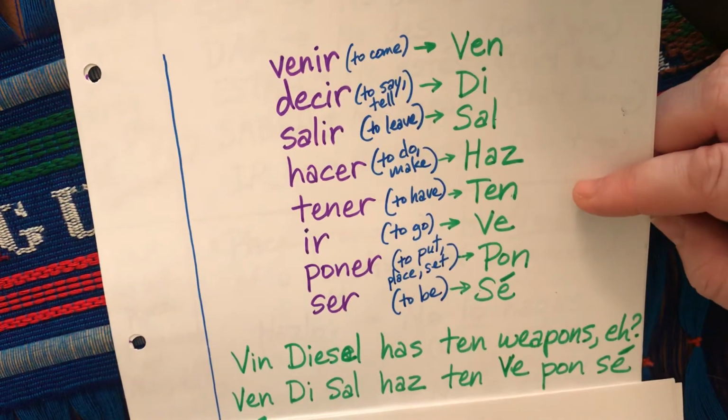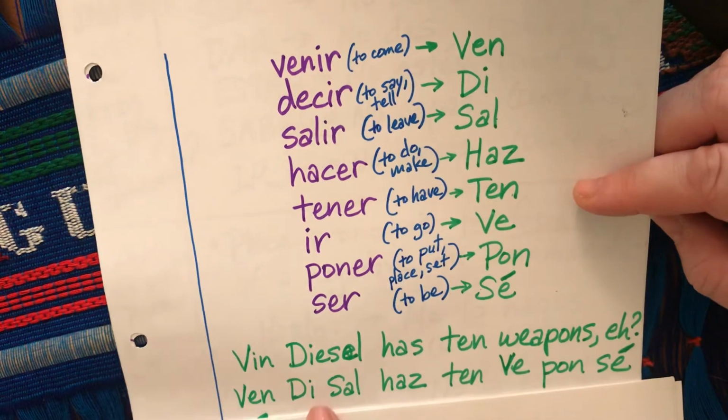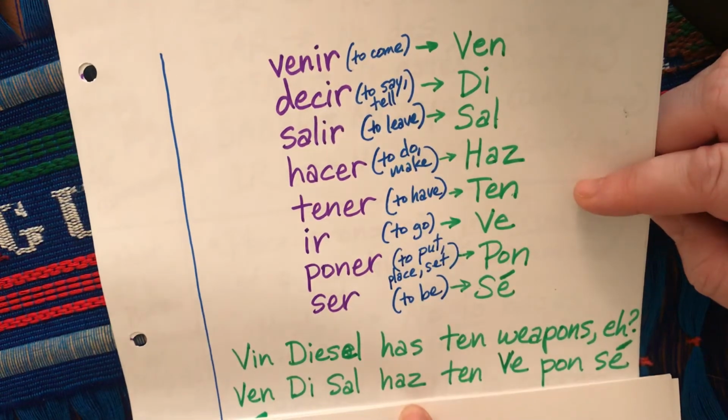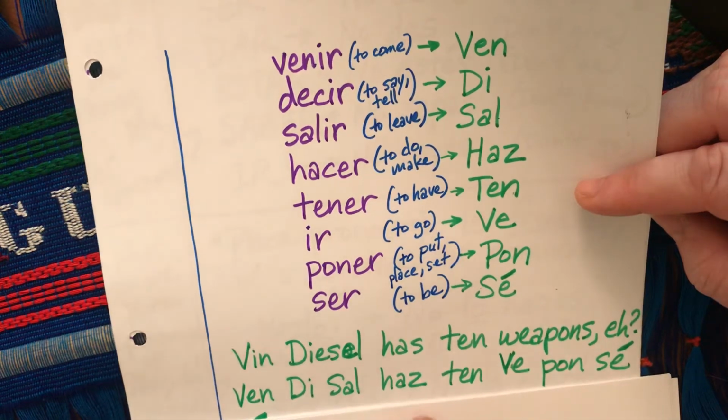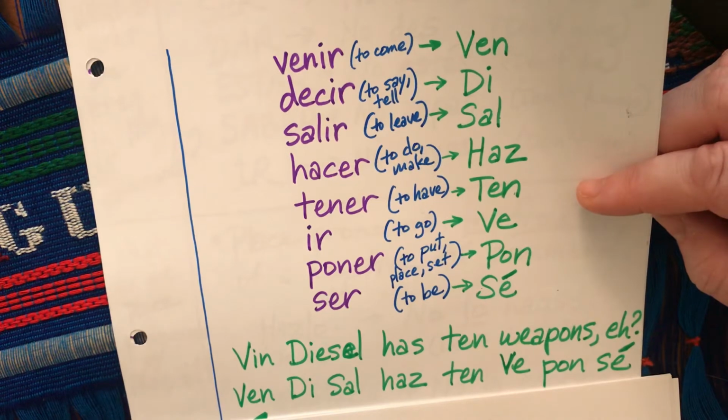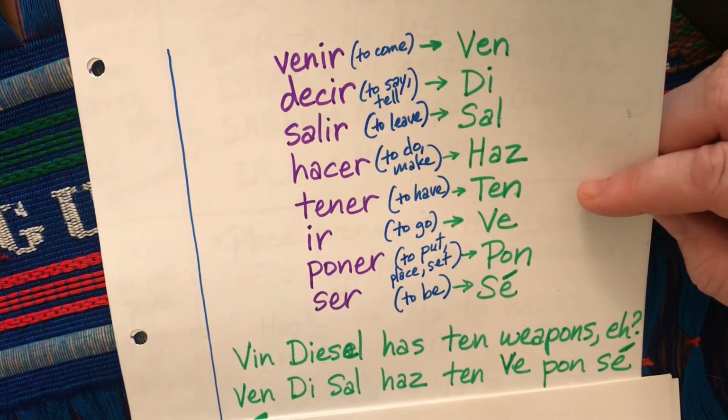So go ahead and say it with me. Ven di sal haz ten ve pon sé. Vin Diesel has ten weapons, eh? Ven di sal haz ten ve pon sé.